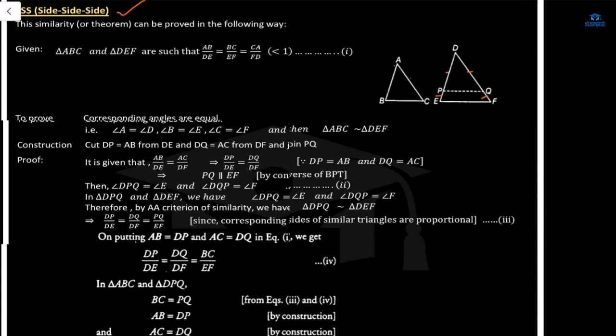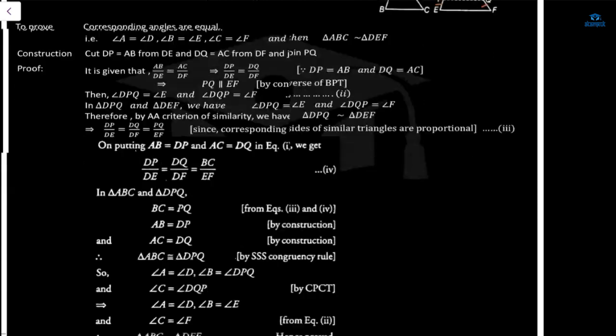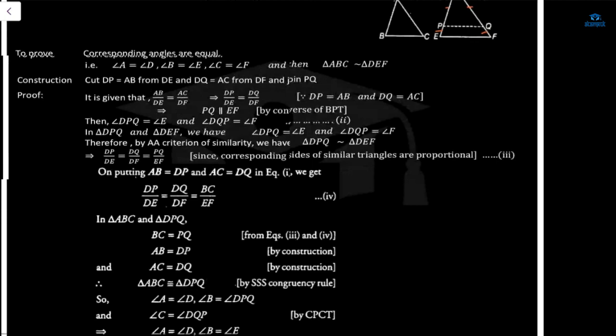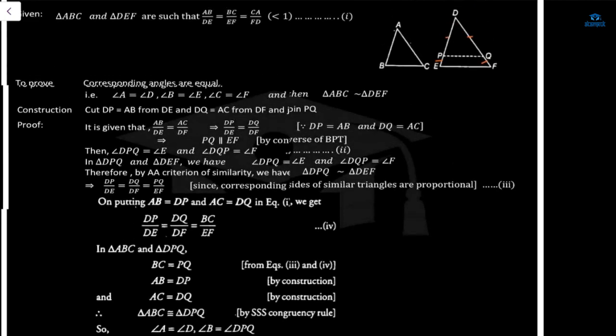Since PQ is parallel to EF, angle P is equal to angle E and angle Q is equal to angle F. We are doing the reverse of what we did in AAA. There we proved that since the angles are equal, PQ is parallel to EF. Here we have proved PQ is parallel to EF, therefore the angles will be equal.